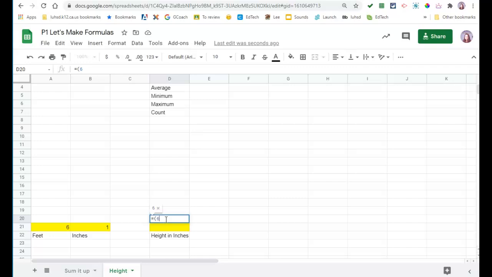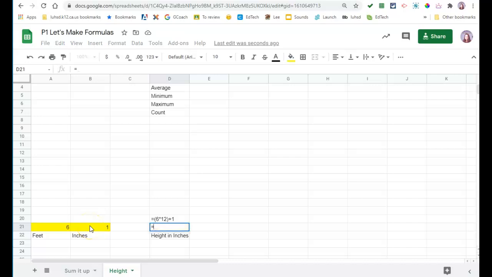Now, just a side note, the formula is going to be like this. Equals 6, because that's the number of feet they are, times, by the way, that star is right above the 8, 12. Why 6 times 12? Because there's 12 inches in a foot. Plus 1. So we're going to make a formula that looks just like this, but we're actually going to have it be that cell.